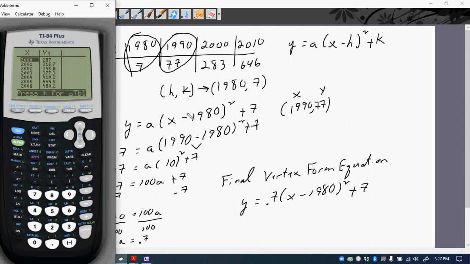And so this is basically how you would go about coming up with an equation when you don't know what a is. Let's go ahead and do the next one. Second table, let's go to 2010. And again it's pretty close to the 646. So this would be the way we would do this for right now on how to find the vertex form.